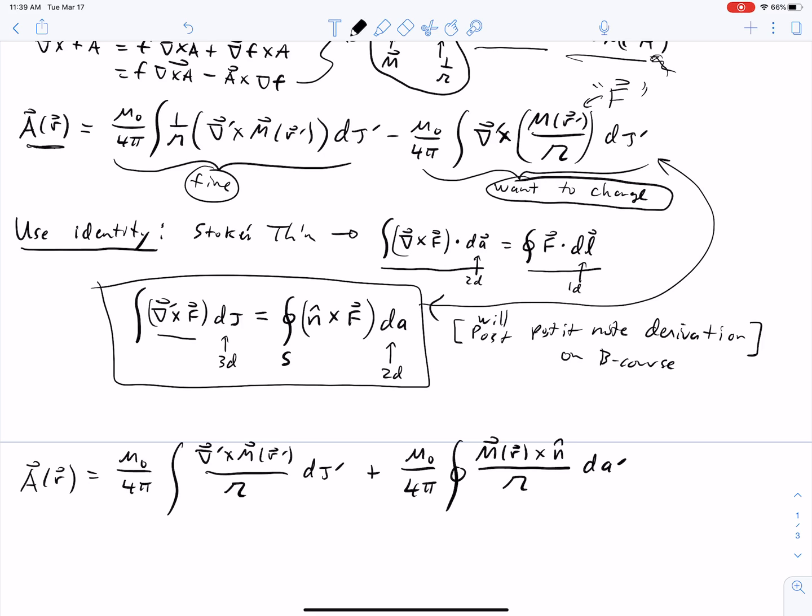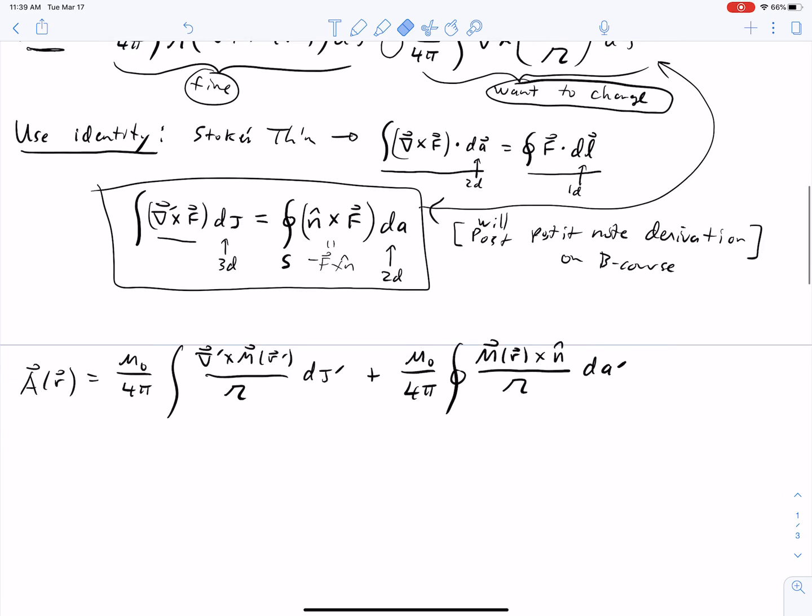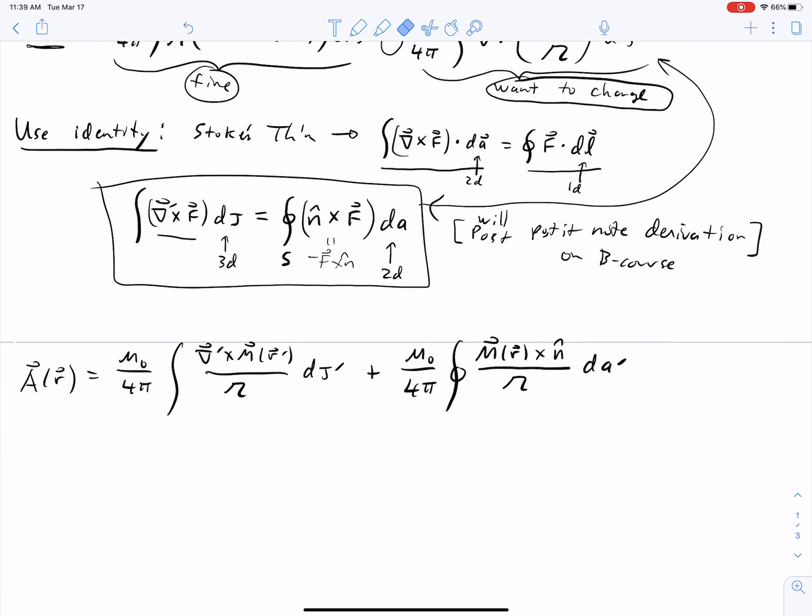So you can see how, with the little negative sign, I just reversed this order. This equals negative F cross N. So I just reversed the order of the cross product and got rid of the negative sign. Okay, so this is what we wanted, and so this is the result. I'm going to put a big box around it. And here's the big box around it.